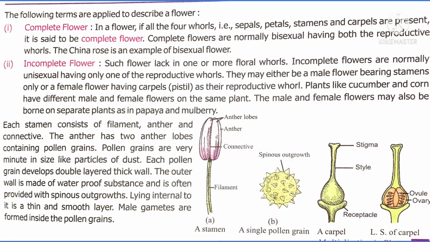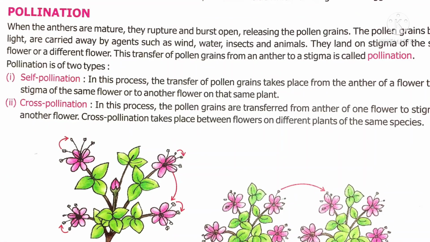Now let's see how pollination occurs, so that the male gamete and female gamete fuse together. First we study what pollination is. The transfer of pollen grains from the anther, the male part of the flower, to the stigma is called pollination. There are two types of pollination. One is self-pollination, the other is cross-pollination.